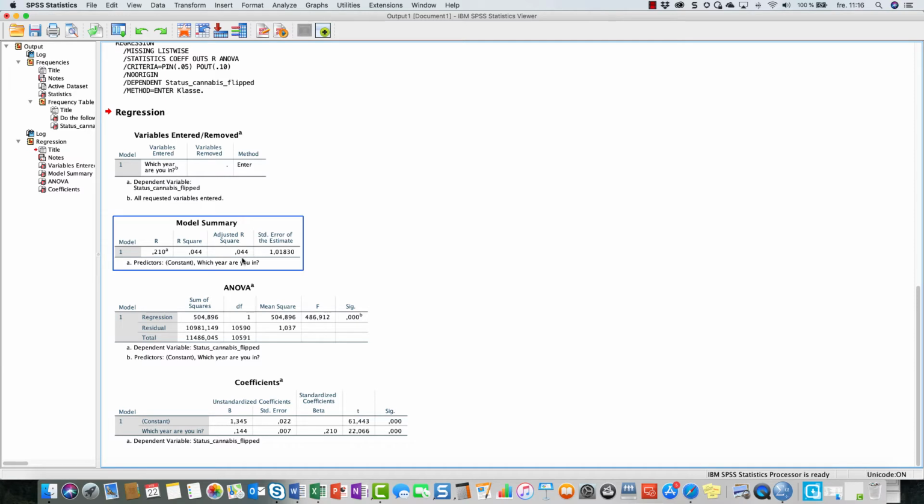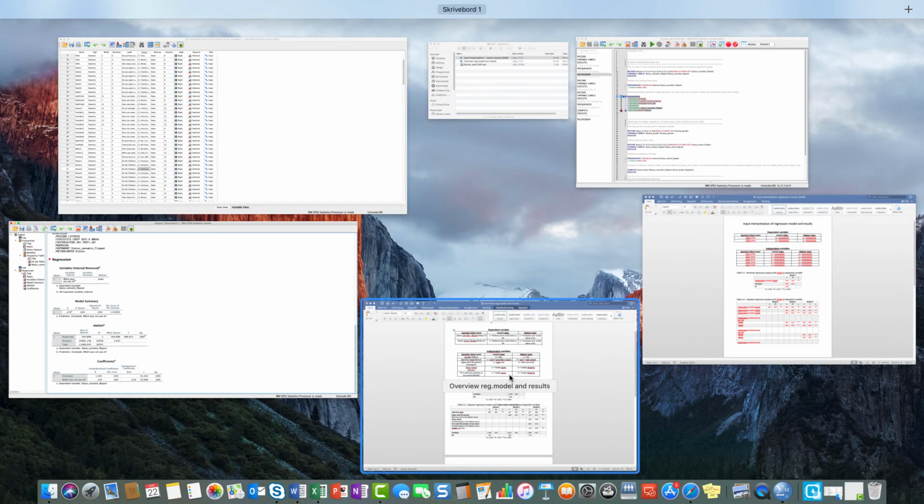Well, I find that class or age explains 4.4. This is a proportion, so it's 0.044. I multiply it by 100. It explains 4.4% of the variation in smoking cannabis, or status you get from smoking cannabis. And what have I done?